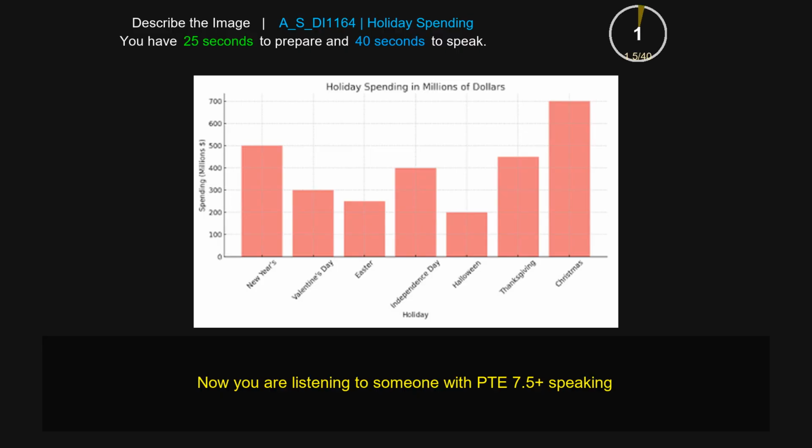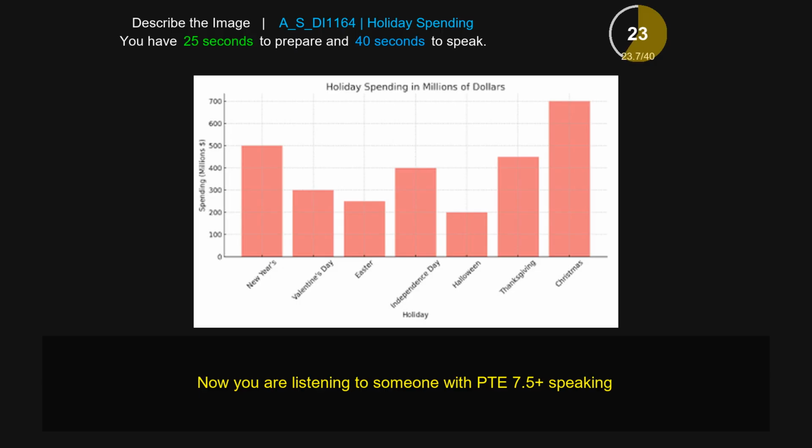The bar graph gives important information related to holiday spending in millions of dollars. Moreover, the data has been divided in numbers such as 100, 200, and 300. Also, the x-axis shows holidays like New Year, Valentine's Day, and Independence Day, whereas on the y-axis numbers are given. After analyzing the graph, it can be said the maximum data was shared in Christmas, which is 700.